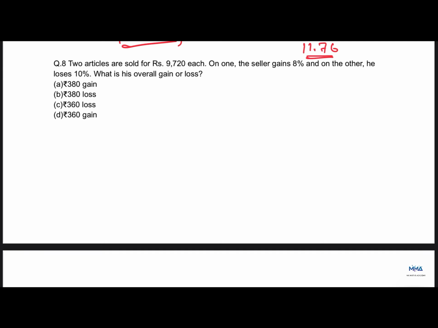Two articles are sold for 9,720 each. On one, the seller gains 8%, and on the other, he loses 10%. What is his overall gain or loss percentage? So 8% is basically 25 is to 27, since he gains 8%. And on the other, he loses 10%. So this is 10, 9.